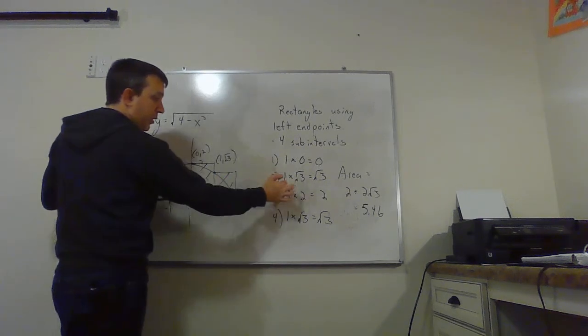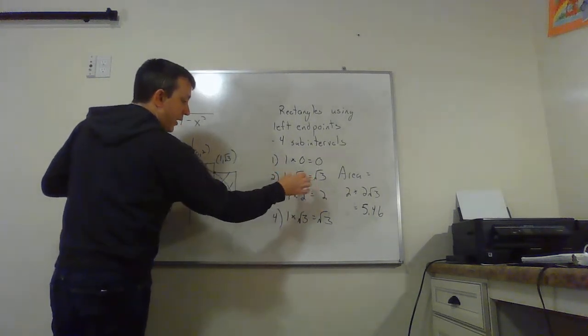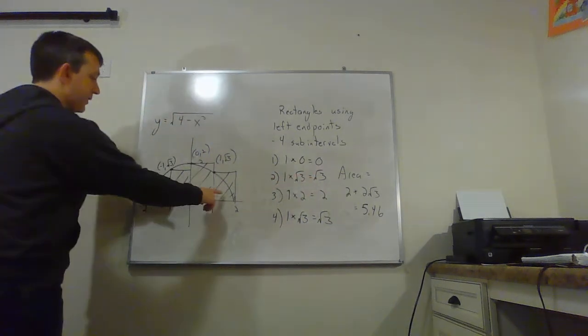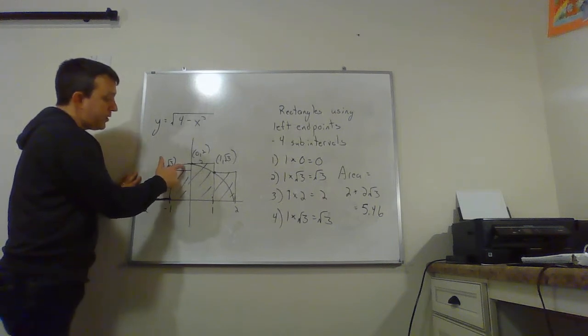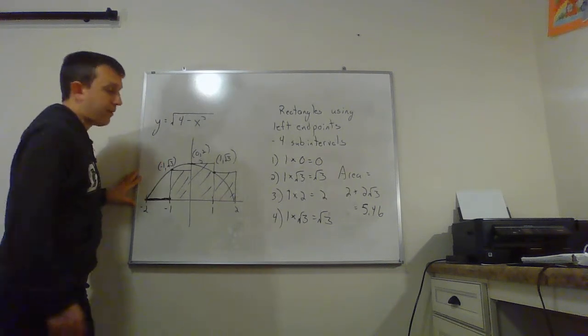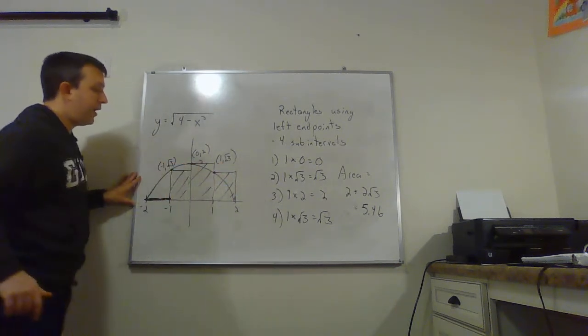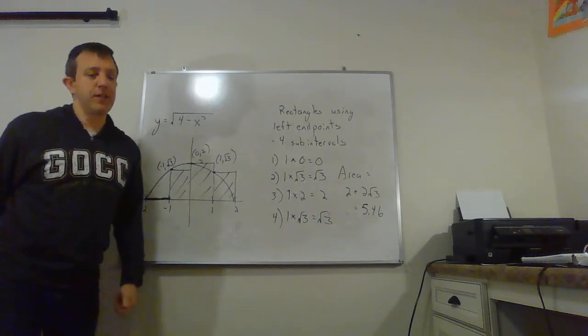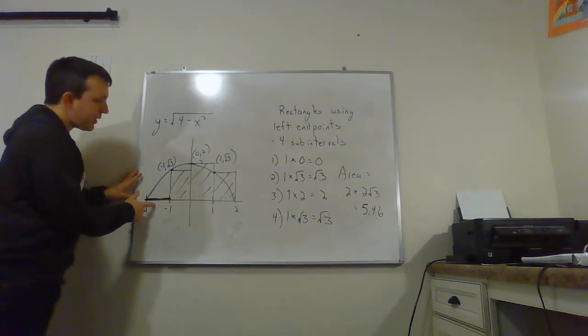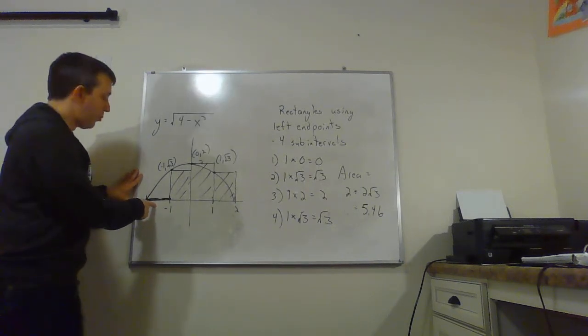So again, we get a width of 1 and a height of square root of 3. These two rectangles ended up being exactly the same, but notice now this rectangle is an undercount of the area. Right? This one was too much, this one's too little. And that's okay. The idea is that it should hopefully balance itself out and get us a pretty good estimate. Which brings us all the way back to rectangle number 1.